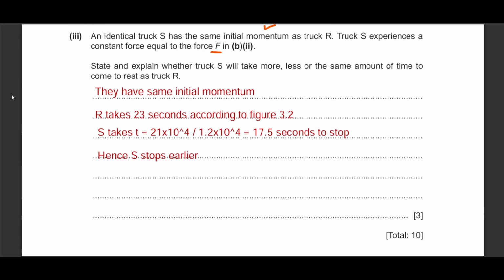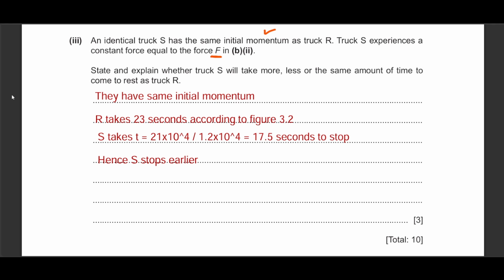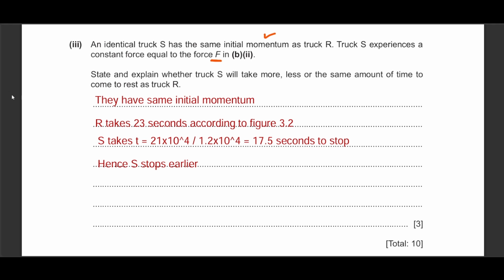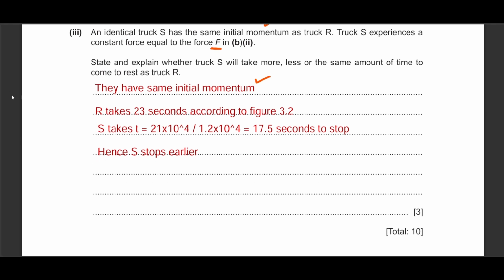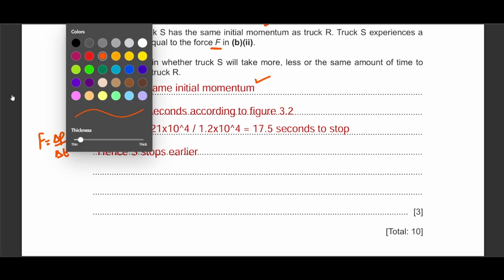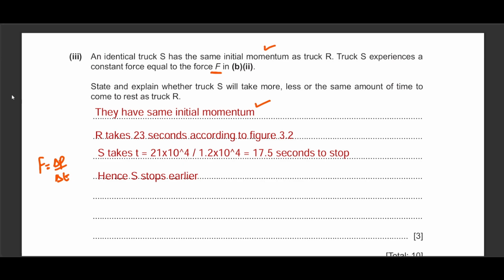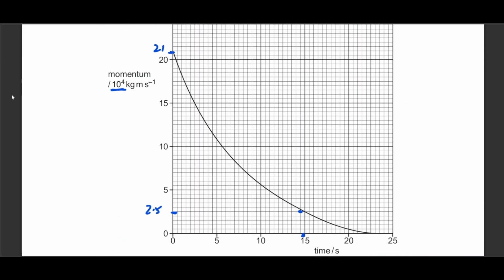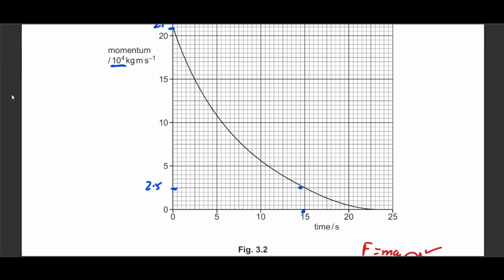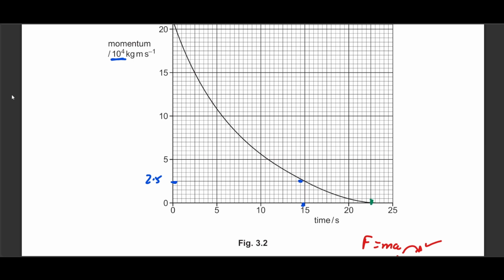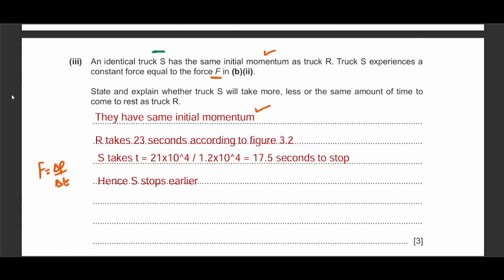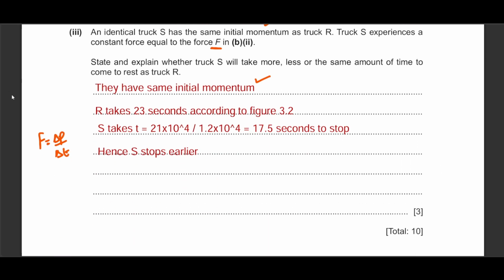Now, state and explain whether the truck S will take more, less, or the same amount of time to come to rest as truck R. Since they have the same initial momentum, we can use the formula F equals change in momentum divided by change in time to find their times. But we only need to do this for truck S. Why? Because truck S is not given, but truck R is given on the diagram, and I can see that it comes to rest at approximately this point, which is 23 seconds. So it took 23 seconds to stop. So we will mention that R takes 23 seconds according to figure 3.2.